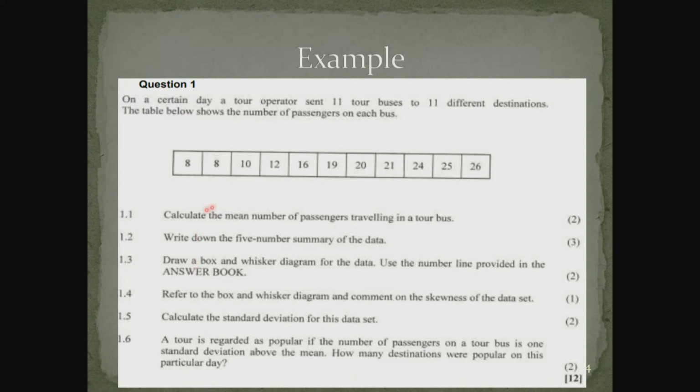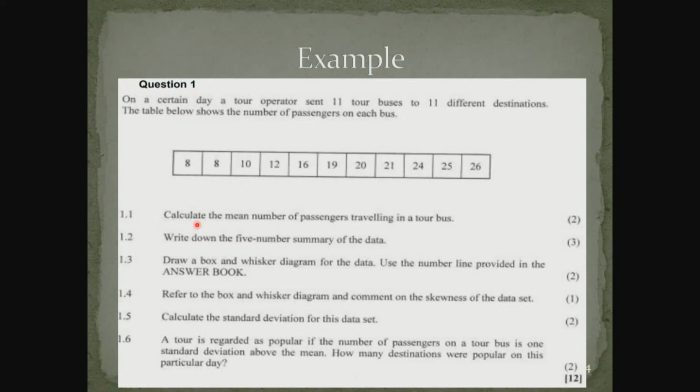Right, now look at the very first question. We are given the data. Please read the information above so that you understand what is happening. The first thing that you do, read the information so that you are able to look at it and compare it with the table that we have here below. Right, now the first question says calculate the mean number of passengers traveling in a tour bus.